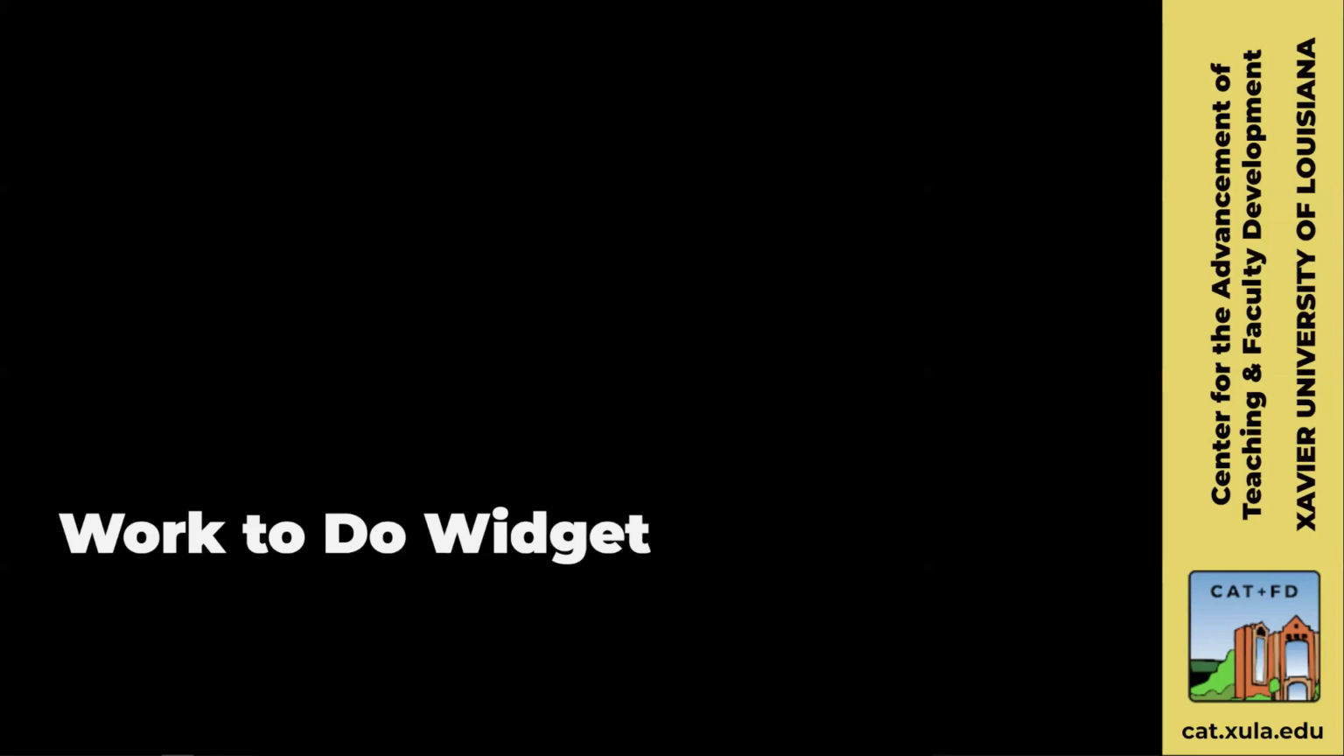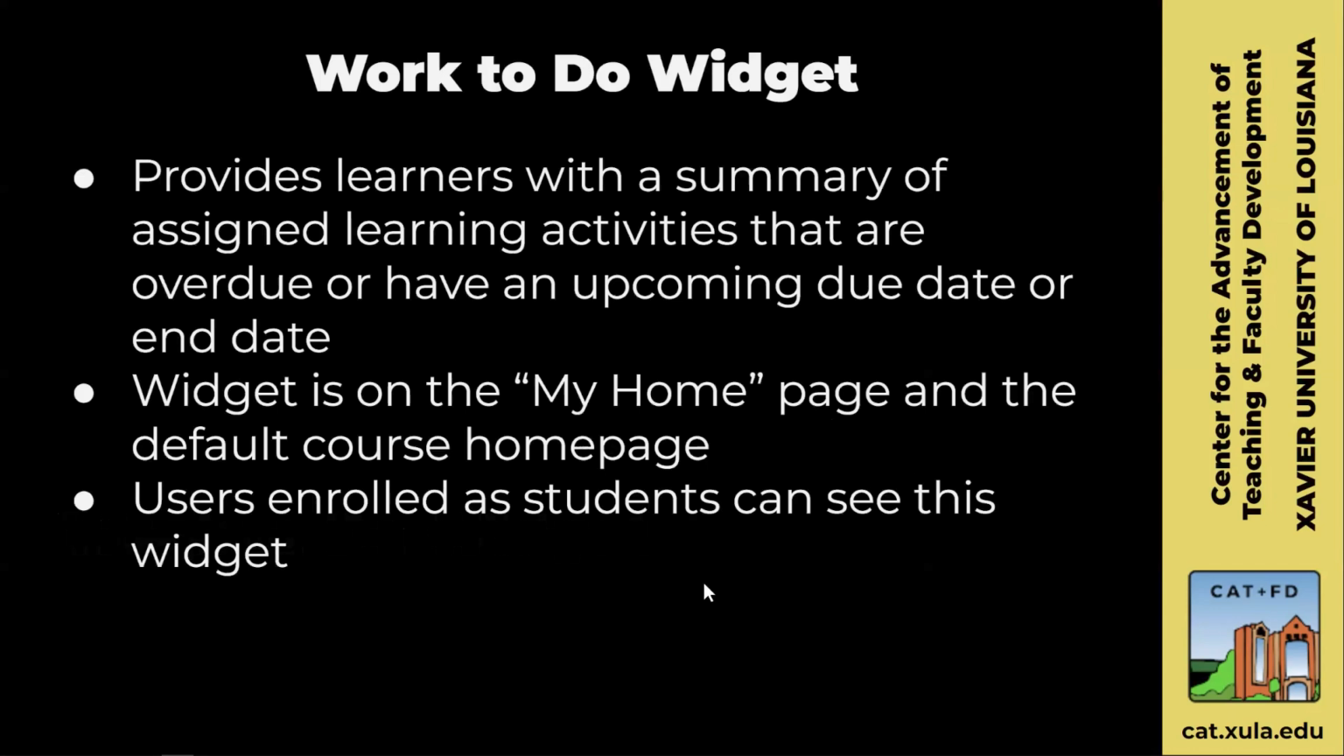The next tool that I want to talk about is the work to do widget. This provides the students with a summary of the learning activities that are overdue, or if they have upcoming due dates or end dates, they'll see those. On the My Home page, that's the initial page that you go to when you enter Brightspace, where you see all of your courses, there is the work to do widget on the bottom of that page after the My Courses widget up at the top.